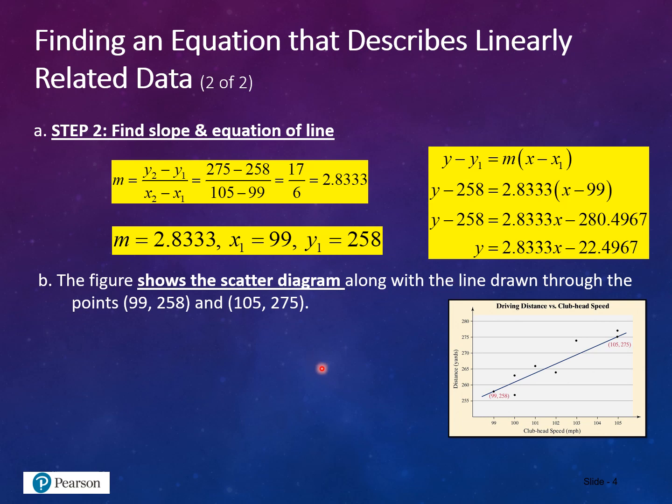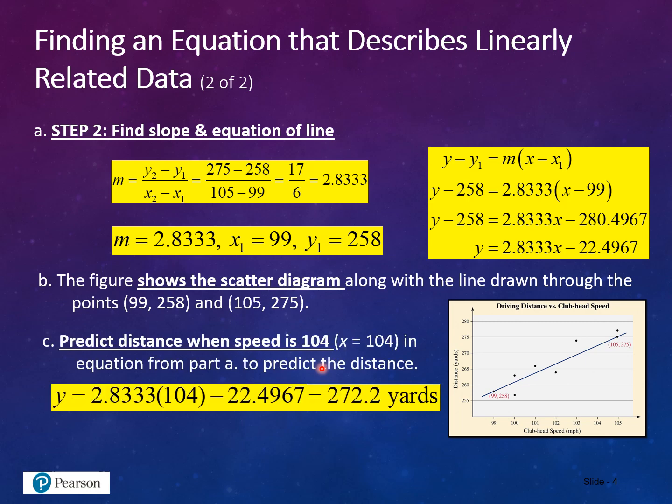Here we've drawn the diagram. This is the same one you saw before, where we've drawn the line between those 2 points. To predict the distance at 104, we simply use the linear equation where x equals 104, plug that value in, and then find out. And so here we get a predicted value of 272.2 yards.